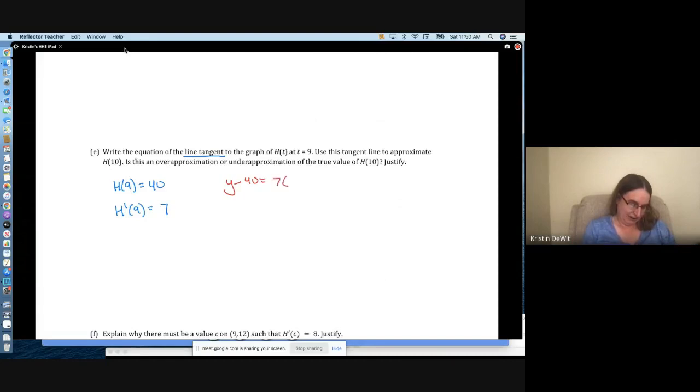All right, so here, my first instinct again is to write my point slope with y's and x's, because I always use y's and x's. But like I said in that last one that we did, because this problem is actually in terms of t, to be technically correct, you should do t minus 9 there. So there's our tangent line. Right now, I'm going to say this is really h of t, y is h of t equals 7 times t minus 9 plus 40.